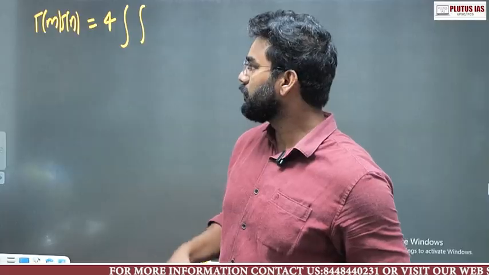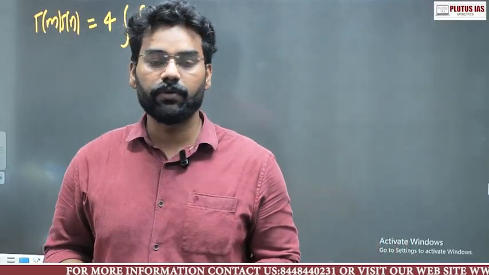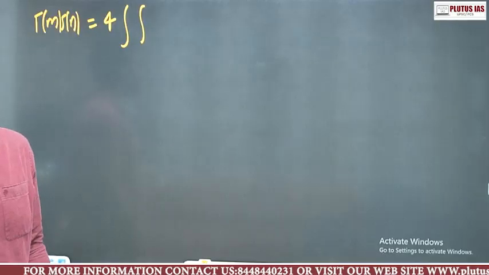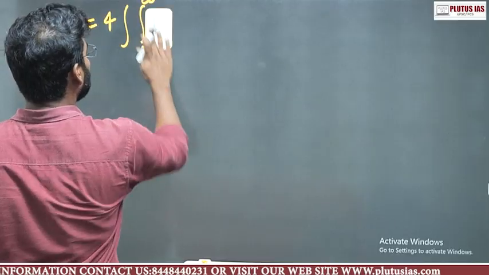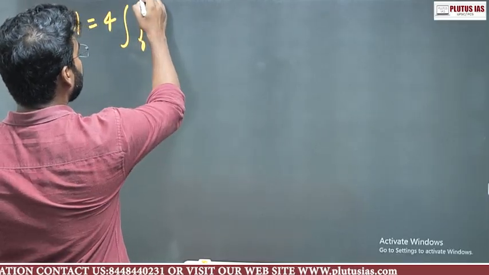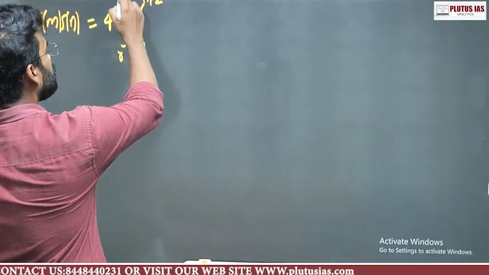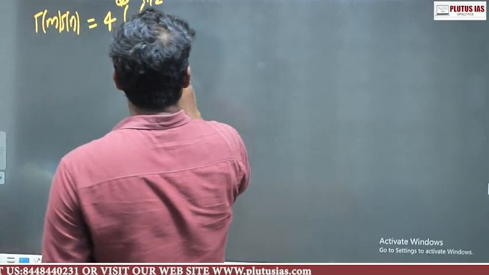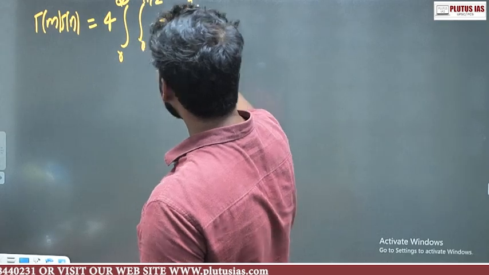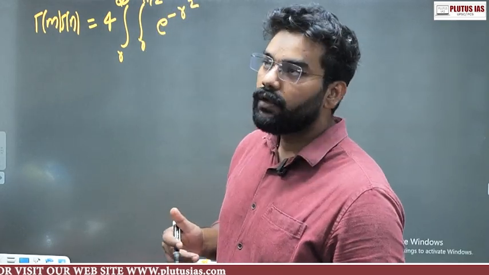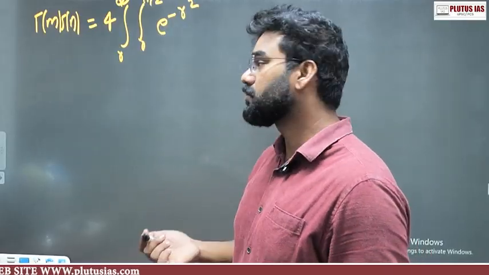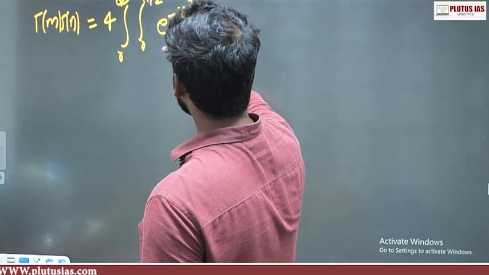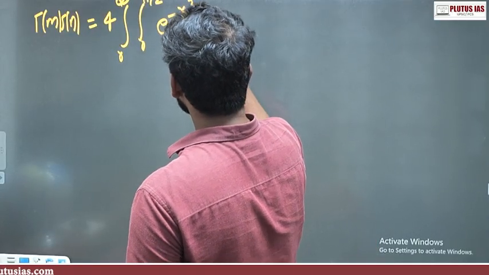In u and v, the upper limit and lower limit was infinity and 0. So here r will be 0 to infinity and theta will vary from 0 to pi by 2. So e to the power minus r square; u square plus v square is r square cos square theta plus r square sin square theta. Taking r square common, cos square theta plus sin square theta is 1. So the remaining term is r square.